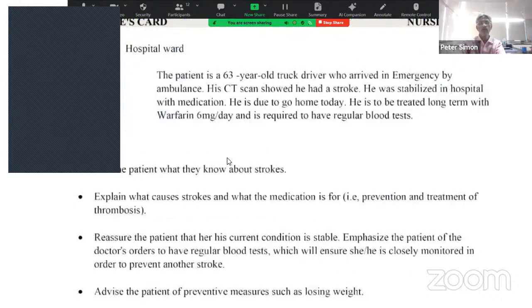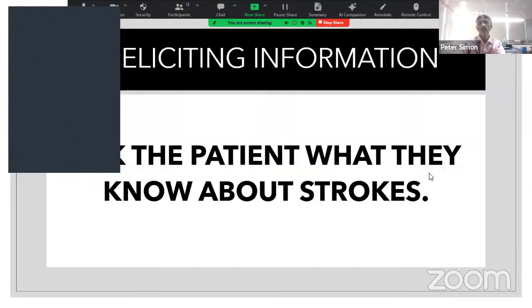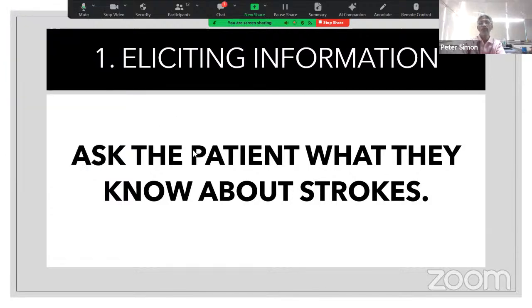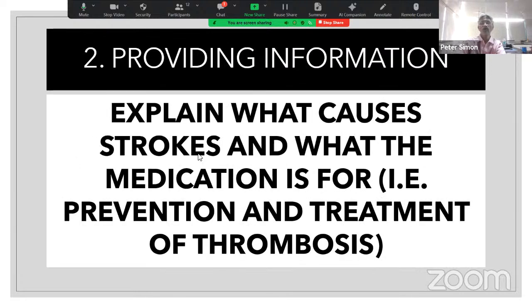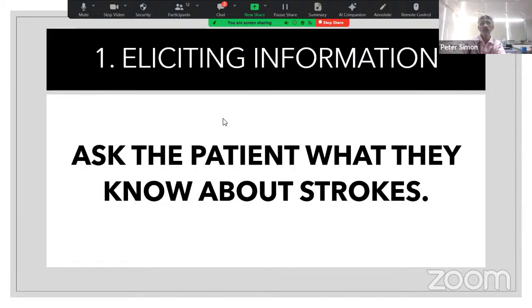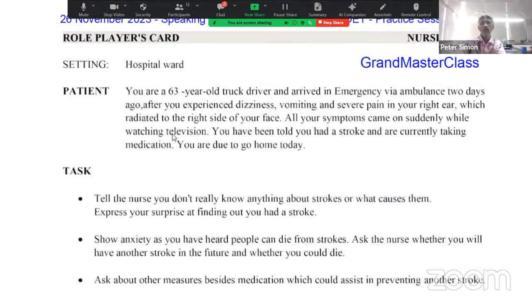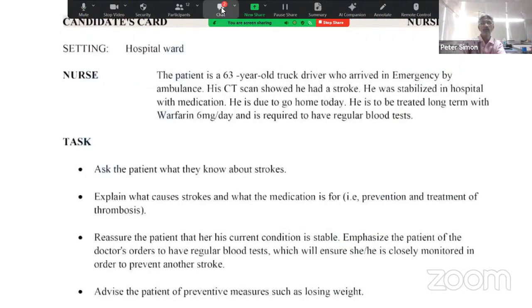Okay, so from here you have to explain what causes strokes and what the medication is for. So this is phase one. The patient, what they know about the strokes. You have to elicit information. Okay, so I said I know nothing. Then phase two, providing information. Explain what causes strokes and what the stroke medication is for, i.e. prevention and treatment of thrombosis. Okay, now this is the patient's card for you.